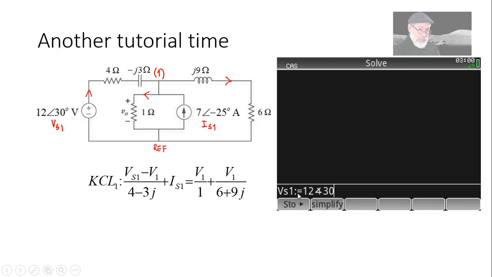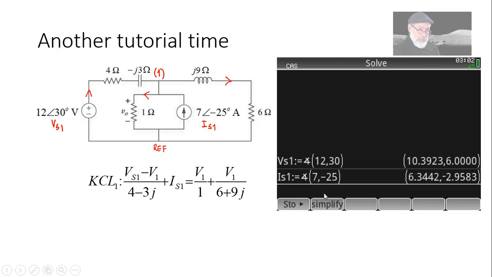Let me define VS1. Define it, colon equal, 12 volts with 30 degrees. Remember, the calculator is in degrees, right? Enter. Oh, the calculator is writing that in rectangular mode. Who cares? It is the same number. It doesn't matter how you represent it, right? And let me define IS1 as 7 amps with negative 25 degrees.